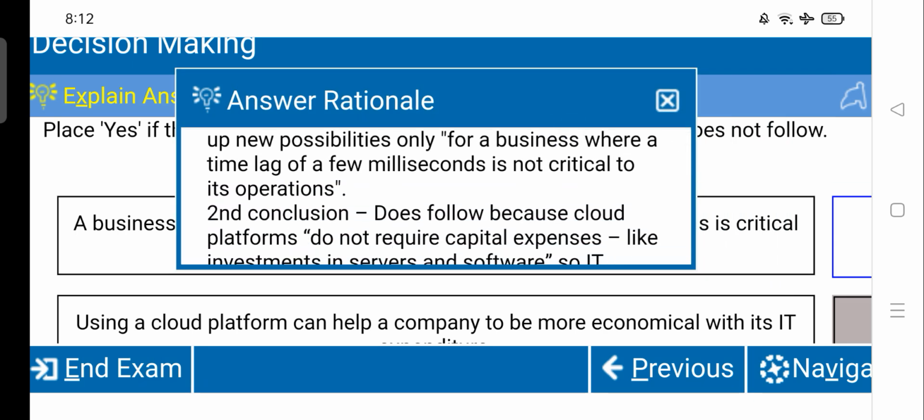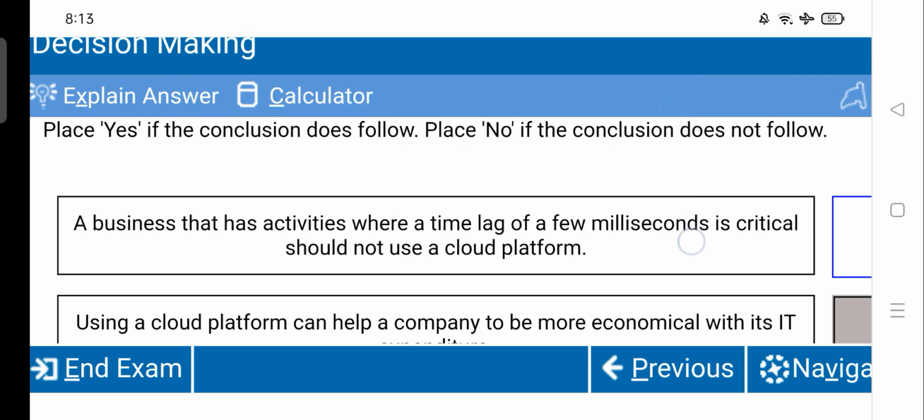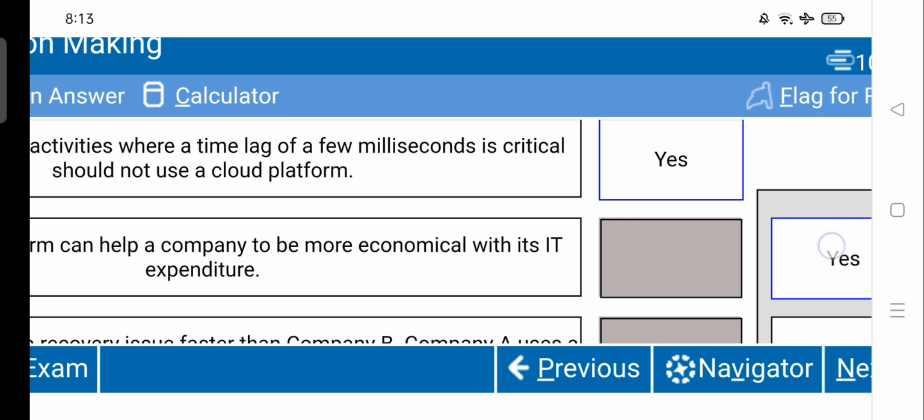Second conclusion, it does follow because cloud platforms do not require capital expenses like investments in servers and software. So IT expenditure could be reduced. So this one again does follow the statement of the question, so we will drag a yes and drop it here.